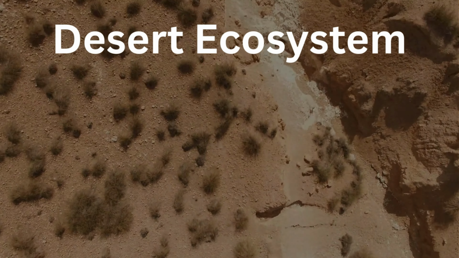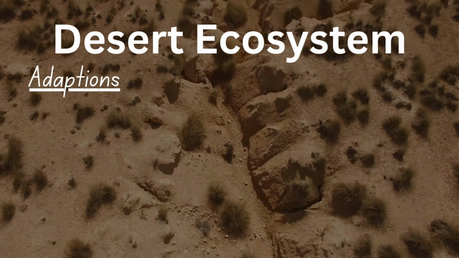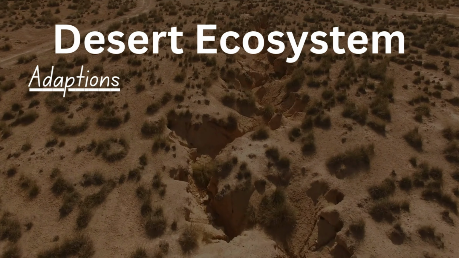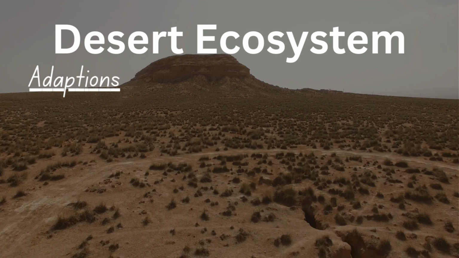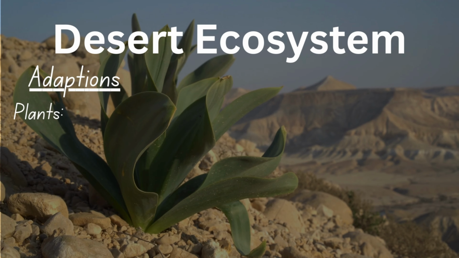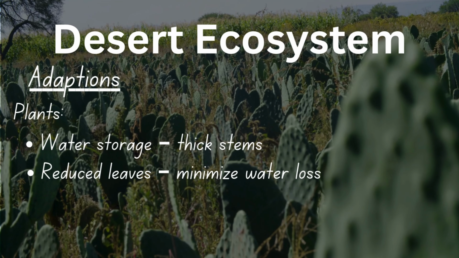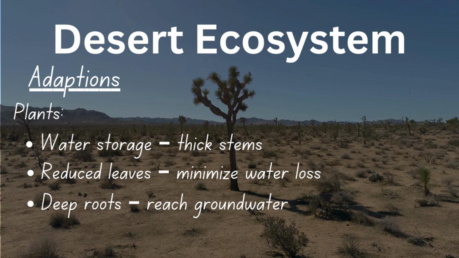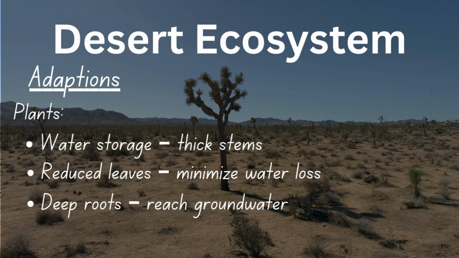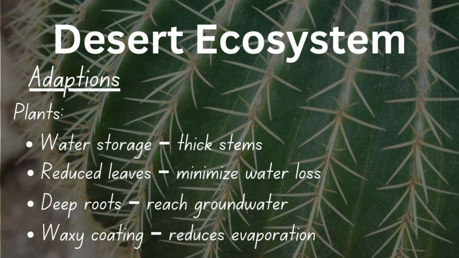Now let's talk about the adaptations that help desert plants and animals survive in these harsh conditions. Everything in the desert is built for one purpose: to save water and tolerate extreme heat. Plants here have some smart strategies. Many store water in their thick stems, their leaves are reduced or turned into spines to stop water loss, and they often have deep roots that go far down to find groundwater. A waxy coating on their surface also helps reduce evaporation.